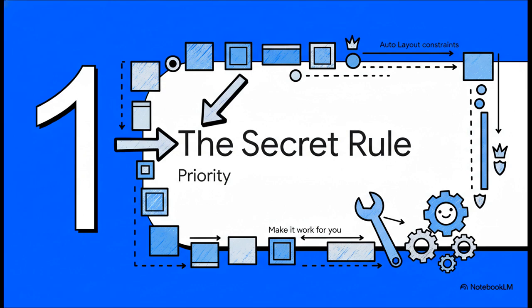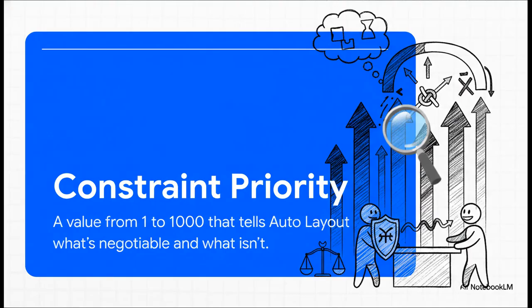Seriously, this is the most important concept you need to grasp to really master auto layout. It's the logic the system uses to figure out what to do when your rules start fighting each other. Once you get this, you stop fighting the layout engine and you start making it work for you. So what is it exactly? Well, every single constraint you create has a priority value, somewhere between 1 and 1,000. The best way to think about it is like a negotiation. With each constraint, you're telling auto layout, hey, this rule is super important, or, this one is more of a nice to have.